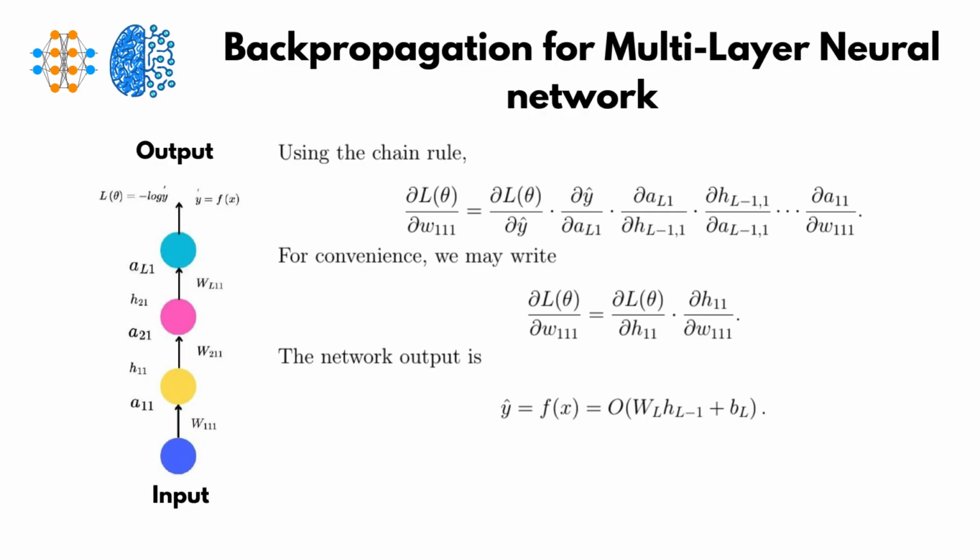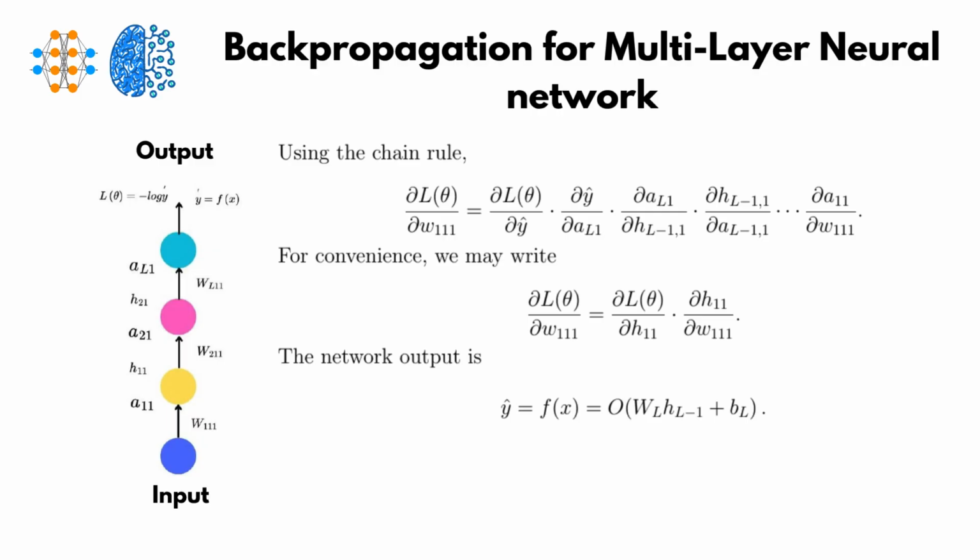Therefore, instead of computing one complicated derivative, we break it into several smaller derivatives. Each derivative measures how one variable influences the next variable in the network. By multiplying all these small derivatives together, we obtain the overall gradient of the loss with respect to the weight W111. This is exactly what the long chain rule expression shown on the slide represents. Although it looks lengthy, it simply follows the path from the loss function all the way back to the weight.